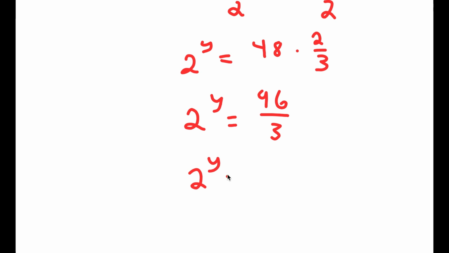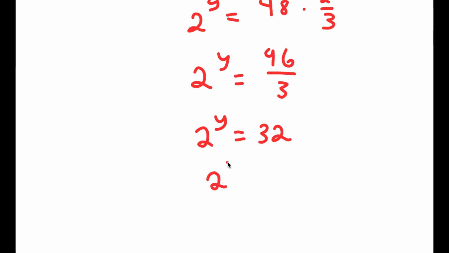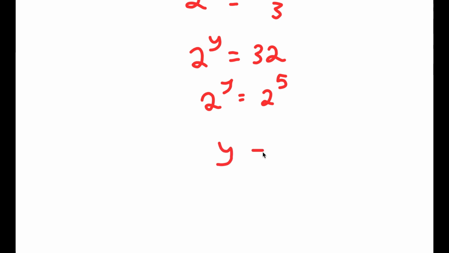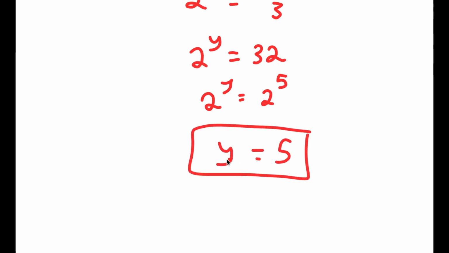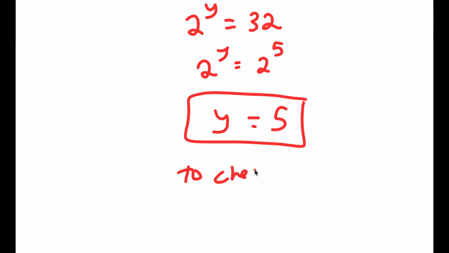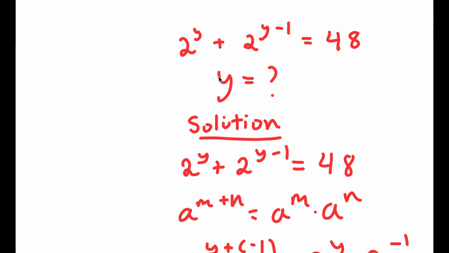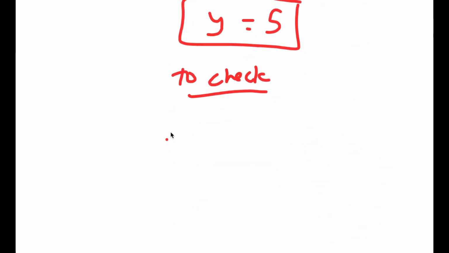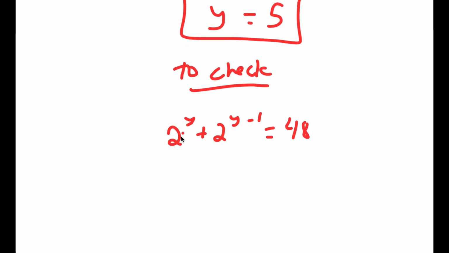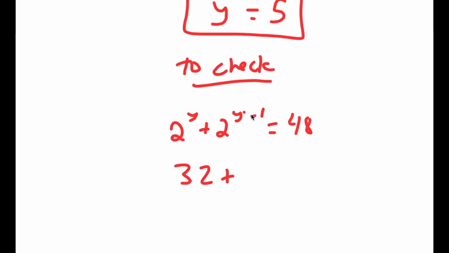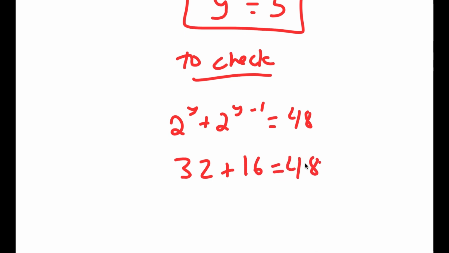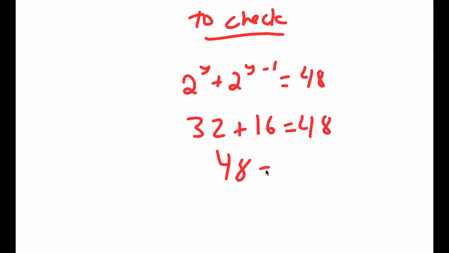So I have 2 to the power of y is equal to 32. Now 32 is the same thing as 2 to the power of 5. So I have 2 to the power of y is equal to 2 to the power of 5, meaning y equals 5. So now to check, 2 to the power of y plus 2 to the power of y minus 1 is equal to 48. So 2 to the power of 5, which is 32, plus 2 to the power of 4, which is 16, and 32 plus 16 is 48. So I have 48 is equal to 48, and this is right.